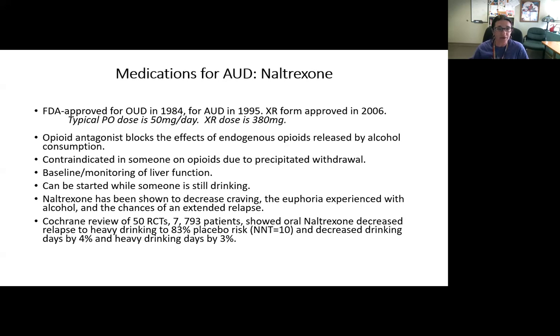So naltrexone, this was FDA approved first for OUD, not effective in the pill form for OUD, but effective for alcohol use disorder, FDA approved for that in 1995. So some of these have been around for quite a while. And then the extended release form, brand name Vivitrol, was approved in 2006. So again, this is our opioid antagonist.